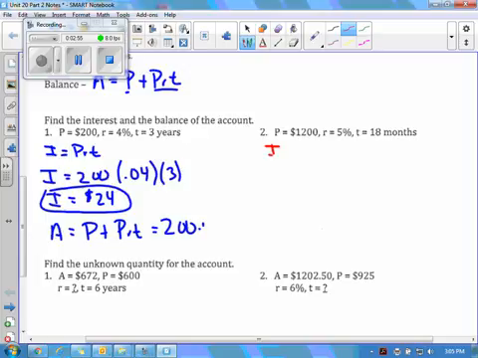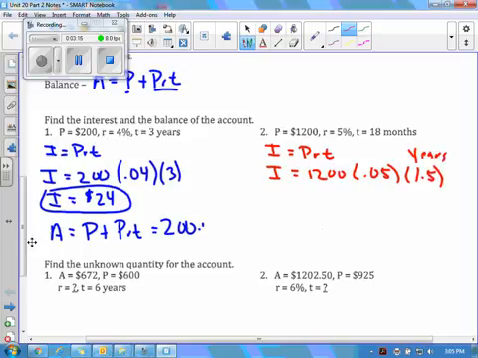So interest equals PRT. So our interest would equal the principal, which is 1,200, times the interest rate written as a decimal, and then it's time in years. So I have 18 months, which would be 1.5 years. So again, this has to be in years, so I change to 1.5. 1 year is 12 months, I have 6 more months left over. So when I work that out, 1,200 times 0.05 times 1.5 is going to give me $90.